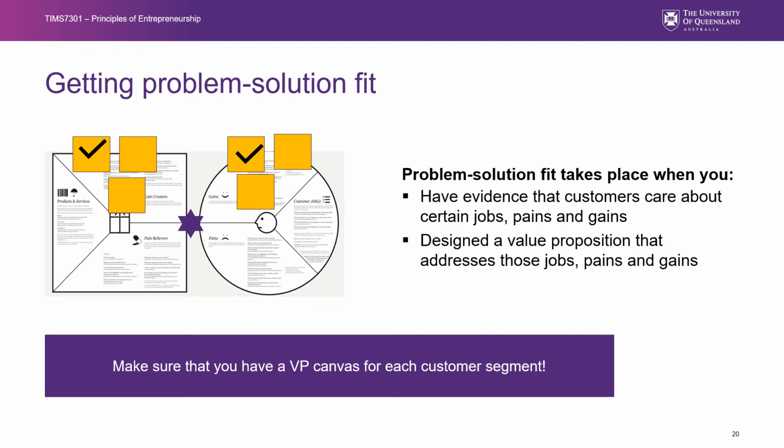Bring the value proposition canvas and the customer segment profile together. Go through the pain relievers and gain creators one by one and check to see if they fit a customer segment, job, pain or gain. Put a check on each one that does.